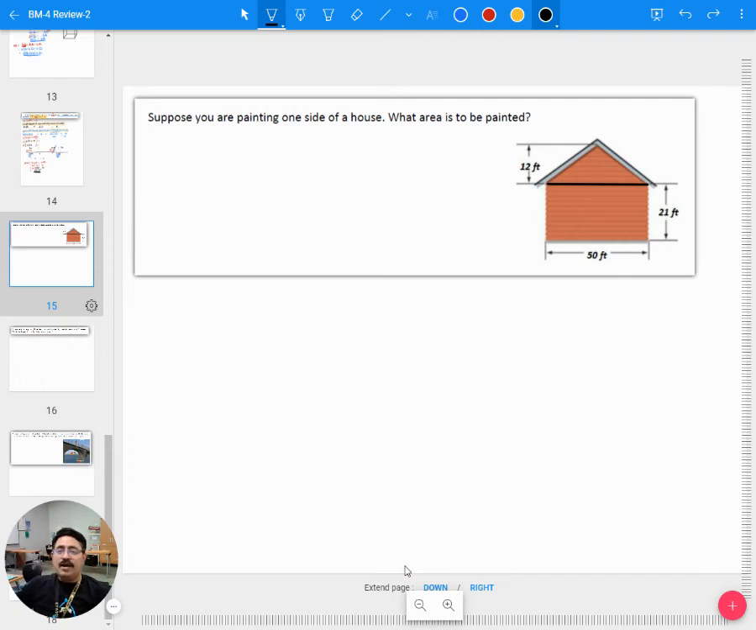So there are 2 parts. First one is, I see that it's in the shape of a triangle, and the second one is in the shape of a rectangle. If we combine these two, we'll get the total area. Therefore, area of a triangle, you know that it is base times height over 2.